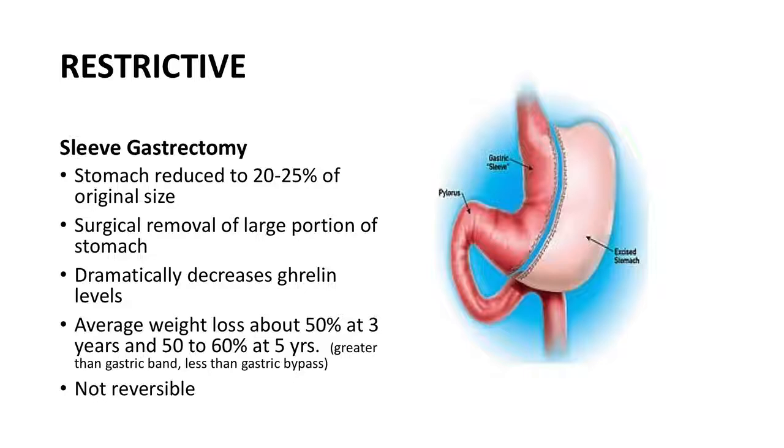The sleeve resection, purely restrictive, makes the stomach smaller, but somewhat larger than the band and the bypass. It makes about 20 to 25% the size of the original stomach, and the rest of the stomach is removed. Hence, it is irreversible. Ghrelin is decreased because it seems that ghrelin, the hormone that increases your appetite, is made in this part of the stomach. So now that it's gone, the appetite is gone to a certain degree. Expect an average weight loss of about 50% at 3 years and 50 to 60% at 5 years.